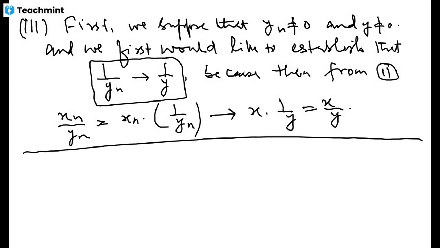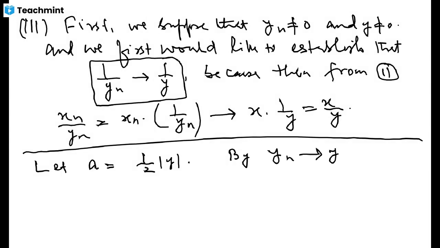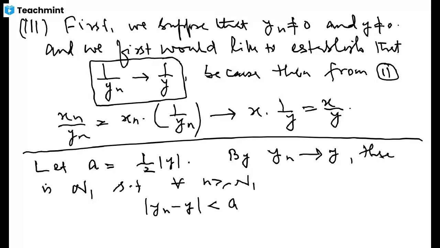Okay, now we have assumed this y to be non-zero, so its modulus is a positive number, and let us take a to be a number which is 1/2 of this mod y, and then let us apply the convergence definition with this a being an epsilon, and see what happens. Then by the definition of convergence, since the sequence converges to y, there is a number, let it be n1, which depends upon a, such that whenever n is larger than this n1, we have |yn minus y| less than this number a instead of epsilon.